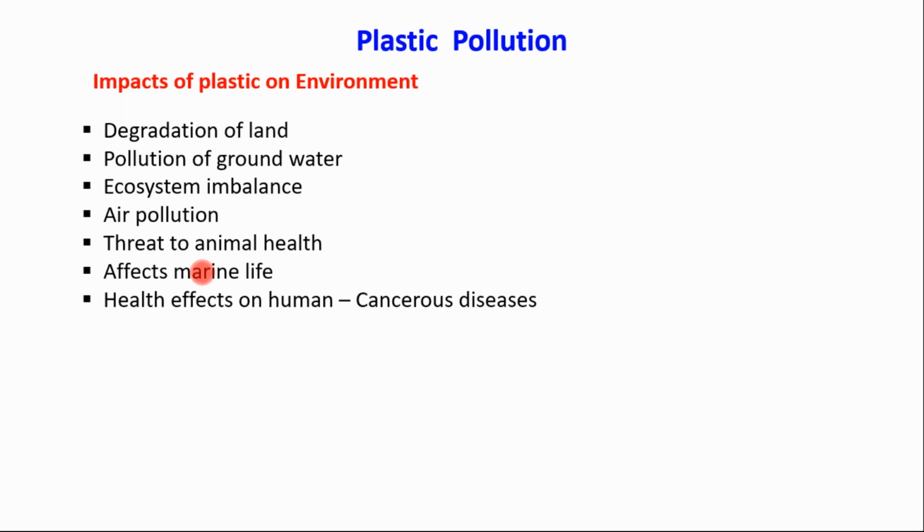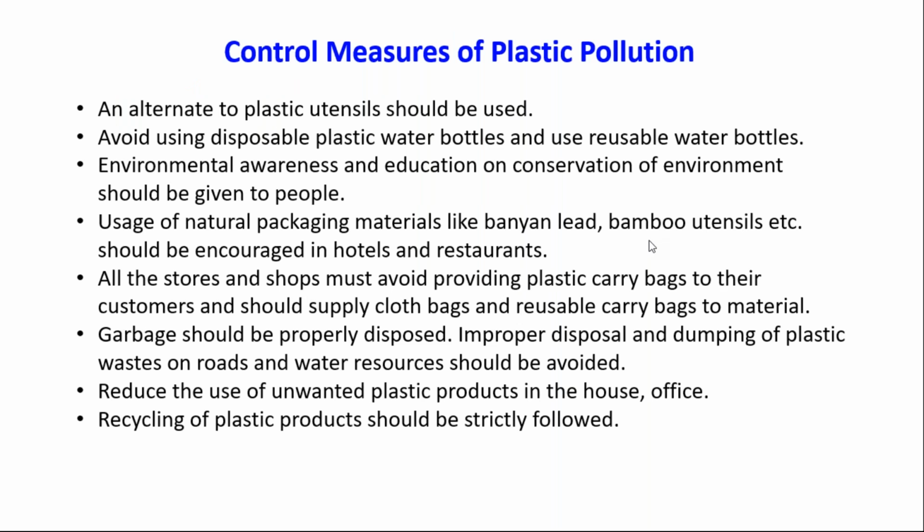Affects marine life. So when these plastic materials are mixed with the water bodies, mixed with the rivers, the lakes, the ocean, then an adverse effect may be there on aquatic life. Health effects on humans. So these plastic materials are mainly carcinogenic substances, that is, cancer causing substances. So cancer may be the disease due to this plastic material or the plastic components. So these are the different adverse impacts on the environment due to this plastic.